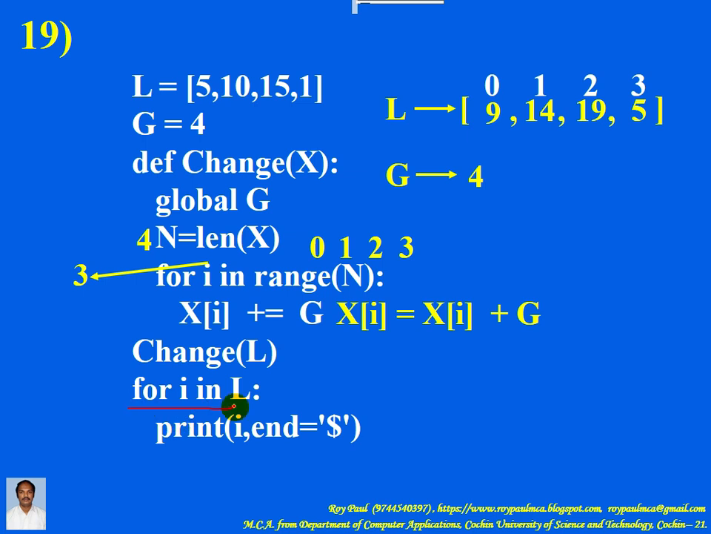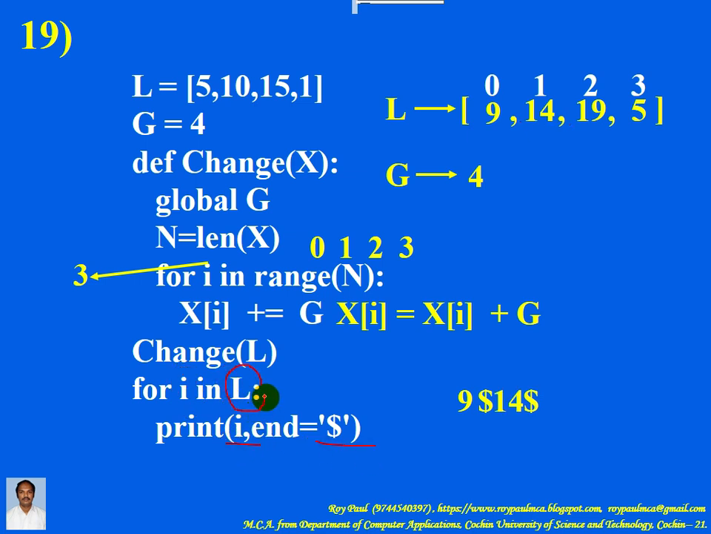Now for I in L, each and every element of L will appear in I. So the first element 9 appears in I. So I contains 9. So here 9 will be printed. The ending character is $. So you get $9. The next element of L appears in variable I. So 14 appears in I. So here you get $14.